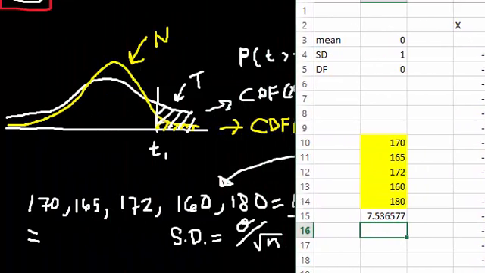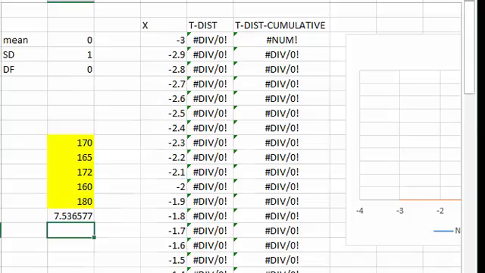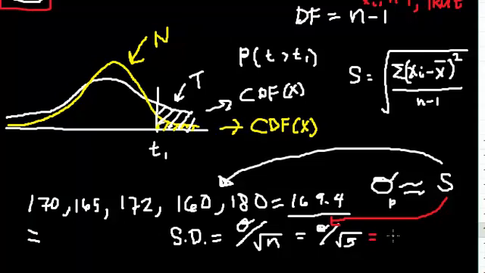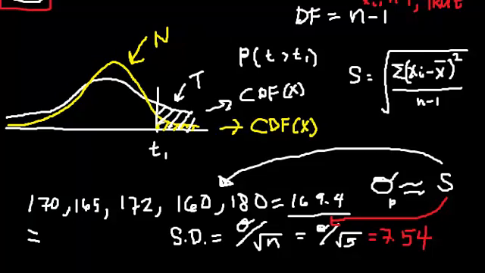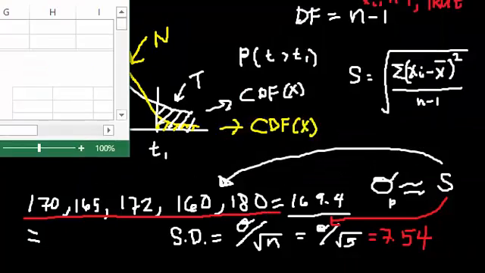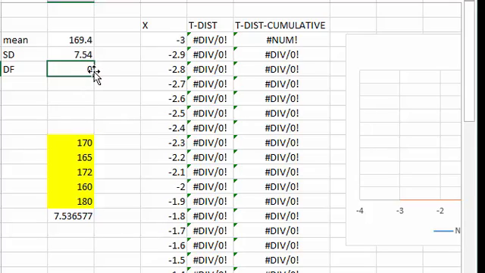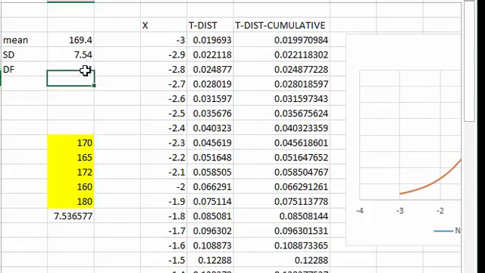Let's just write it down here, 7.53. I think it's a 6, so 7.54. Alright, so those are the things that we need. Let's go back to our Excel. Now we know that our mean is 169.4, sorry, and the standard deviation is 7.54. The degrees of freedom, since we have a number of samples of 5, needs to be 5 minus 1, so that's equal to 4. That's the degrees of freedom right there.